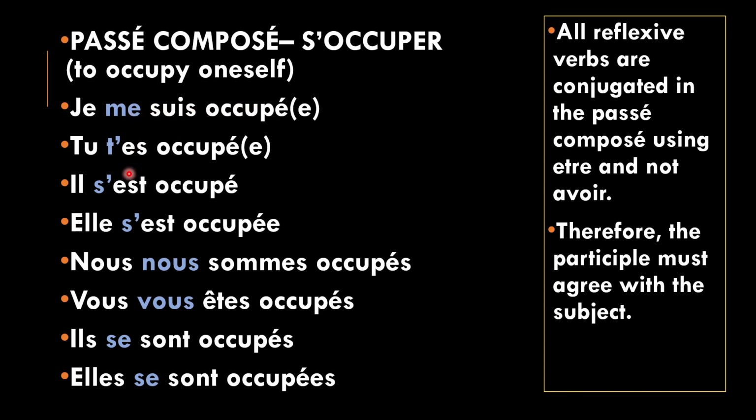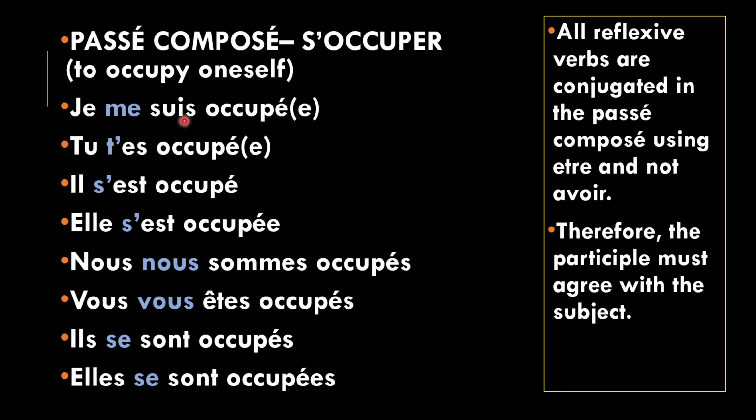Can you see how être has been conjugated throughout for the passé composé and the reflexive components also? Okay, so je me suis occupé, tu t'es occupé, il s'est occupé, elle s'est occupée, nous nous sommes occupés, vous vous êtes occupés, ils se sont occupés, elles se sont occupées. Okay. Now, can you see how the agreement has been done?